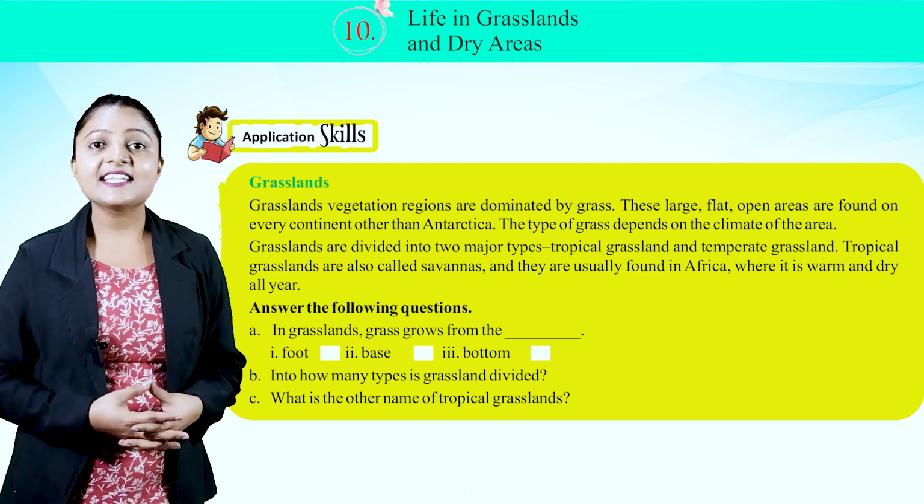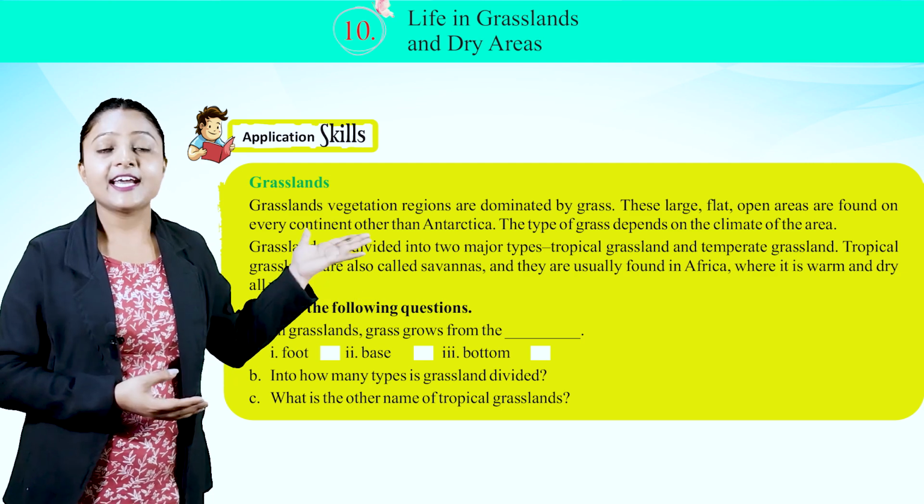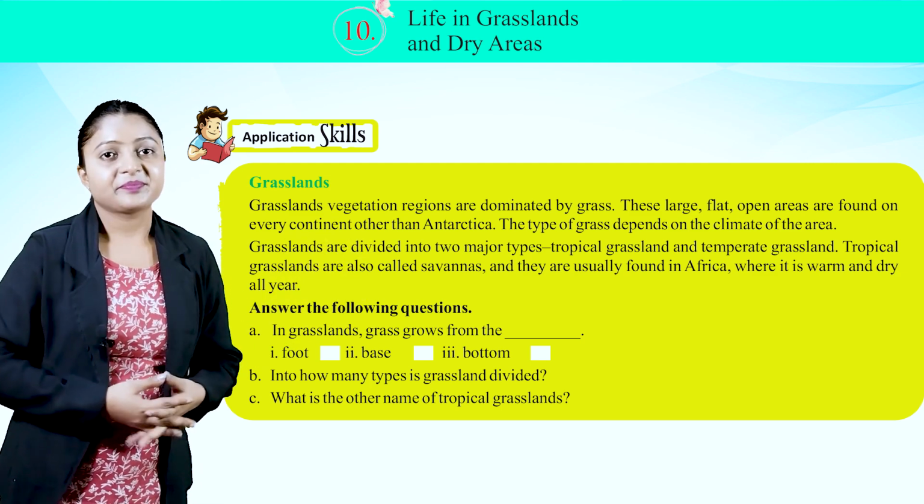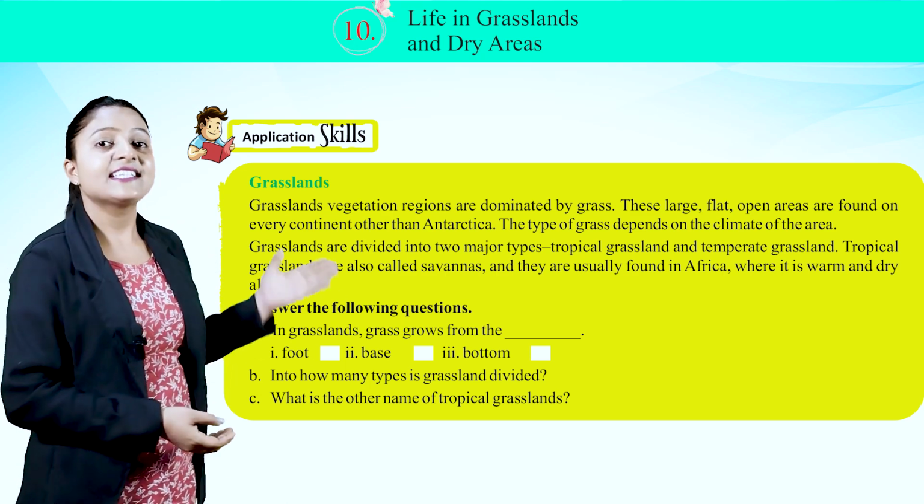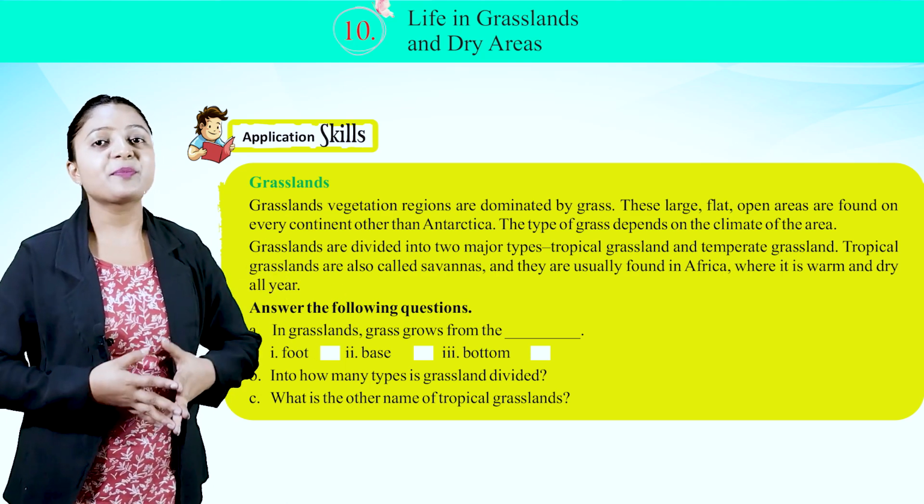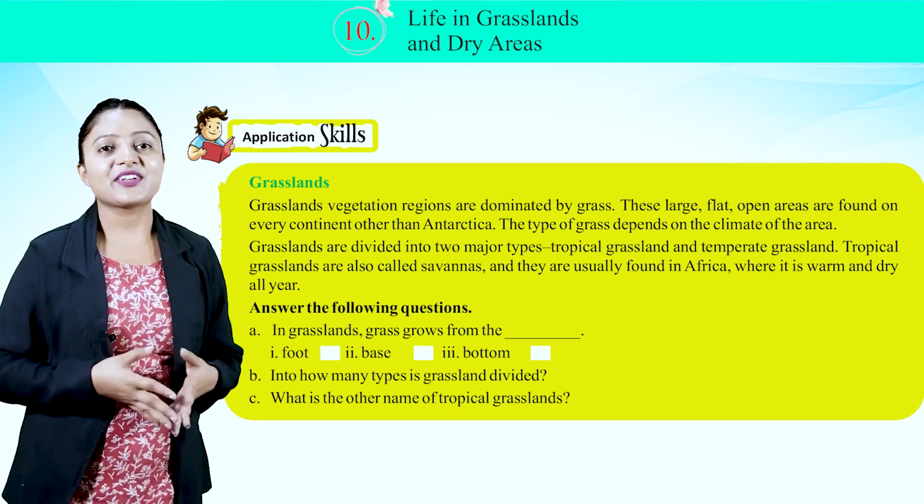A. In grasslands, grass grows from the: 1. foot, 2. its base, 3. third, 4. bottom. B. Into how many types are grasslands divided? C. What is the other name of tropical grasslands? Try to find the answers to these questions by yourself.